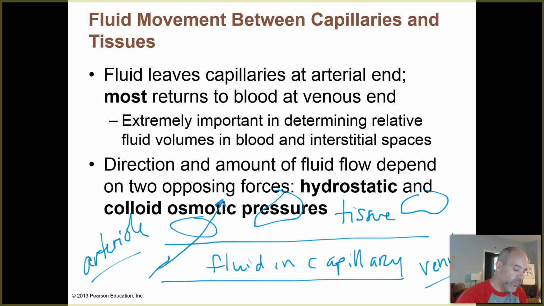On this end, we need to force the good stuff out. On this end, we need to take up the bad stuff along with some fluid as well. So how does that happen? How does that work so well? There are two forces that dictate how this happens. One of those is called hydrostatic pressure.